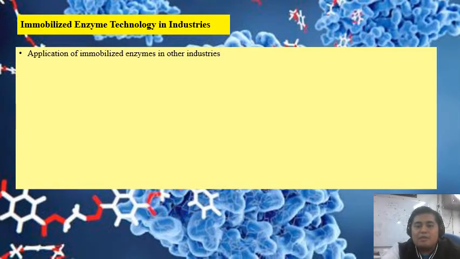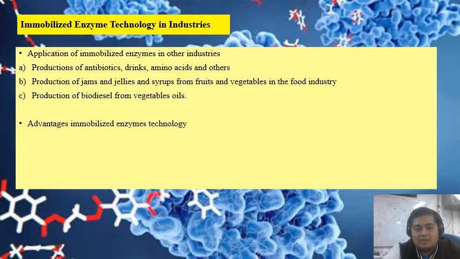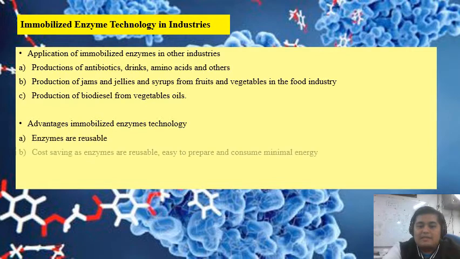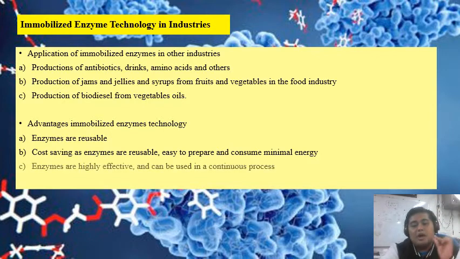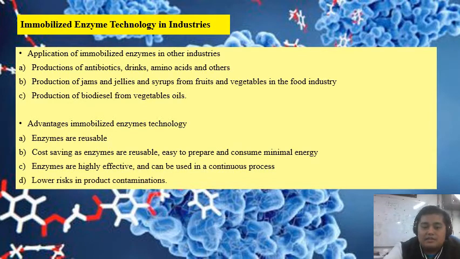So applications of immobilized enzymes in other industries are such as production of antibiotics, production of jam and jellies and syrups, and production of biodiesel from vegetable oil. The advantages of this kind of method are: enzymes are reusable. Macam kita tahu, kita boleh guna banyak kali. Cost saving, sebab apa? Sebab enzim ni kita boleh guna banyak kali. Easy to prepare and also consume minimal energy. And enzymes are highly effective and can be used in continuous processes. Also lower the risk of product contamination. Sebab apa? Dia adalah biological catalyst. Kita tak guna bahan kimia.